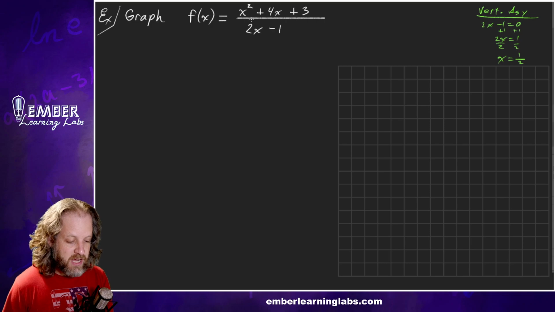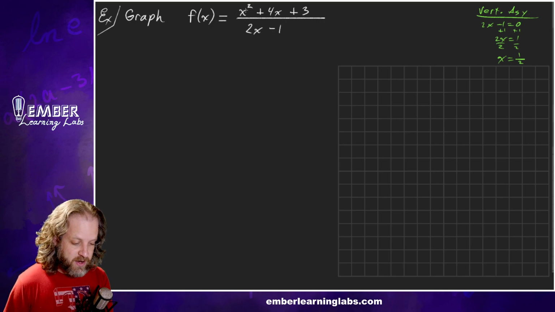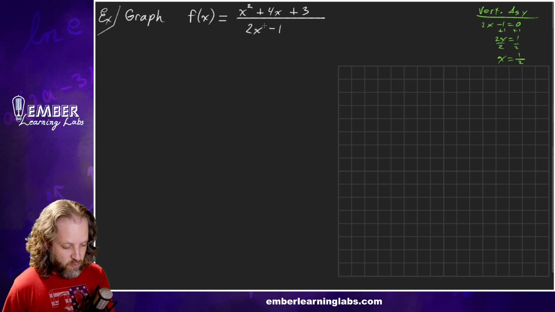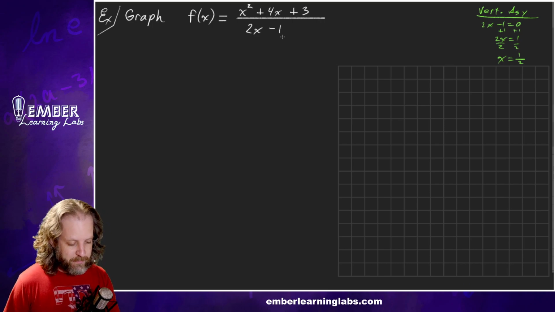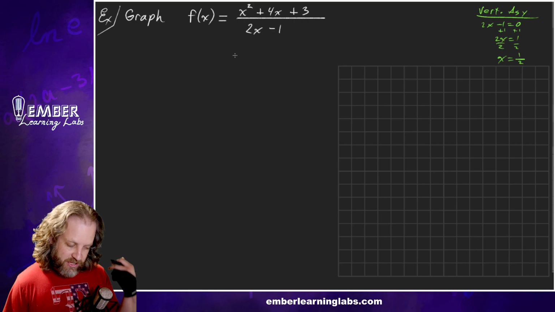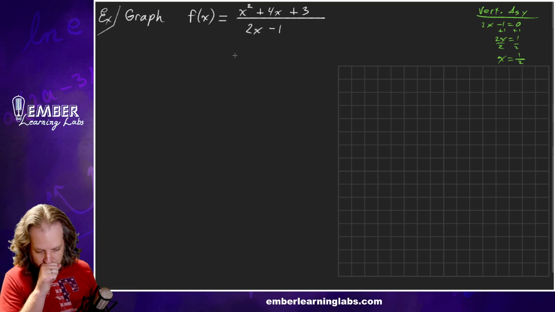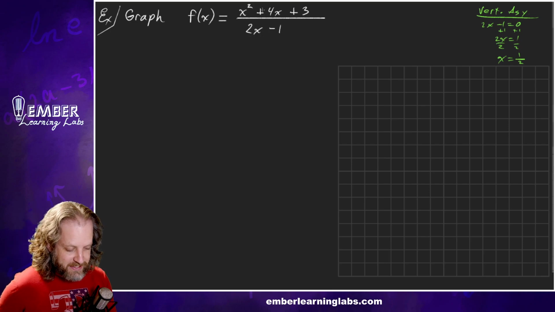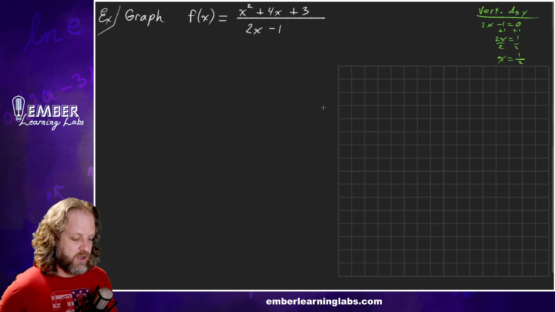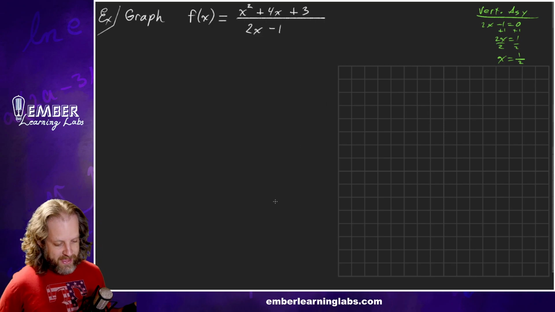Now, the top has a higher degree. It has a degree of 2, and the bottom has a degree of 1. So the top has a higher degree than the bottom, so it doesn't have any horizontal asymptotes. However, as we just learned, it does have a slant asymptote, because 2 is 1 more than 1, right? And so we need to figure out where that is.